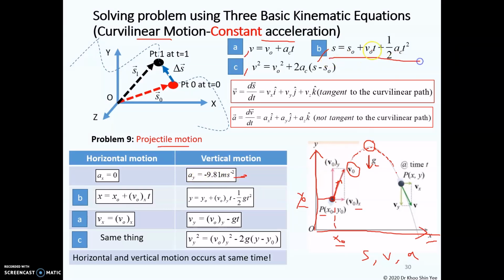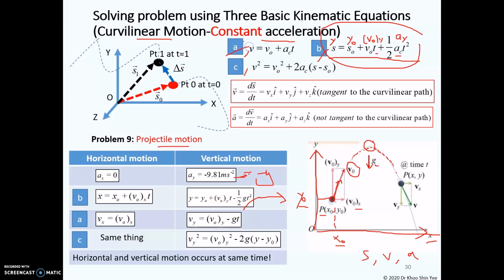By using equation B for the vertical motion here, your displacement will be equal to y. The initial displacement is y0. The velocity y component is v0y. The t remains. The constant acceleration is in the y direction, so it's ay, which is equal to negative g. By substituting this inside, you should obtain this equation.